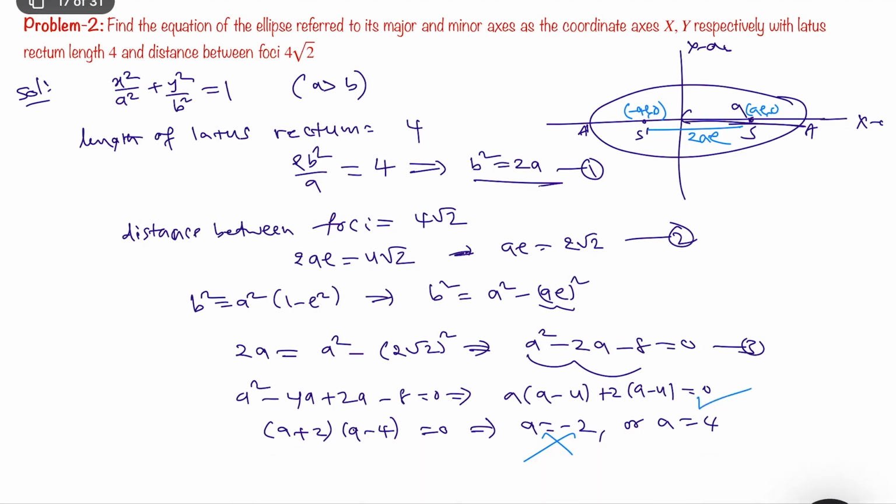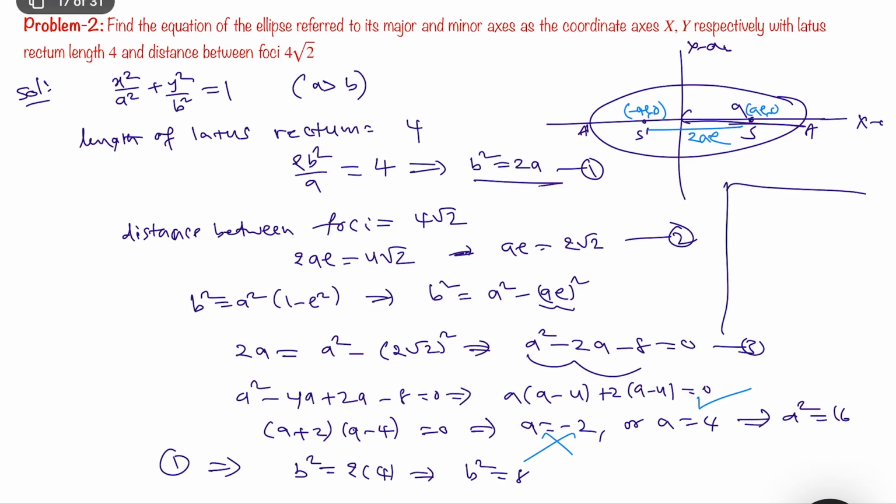Now you got a equal to 4, that implies a square equal to 16. So if you take a value, put it in 1, so b square will be what? 2 times 4, that will be b square value 8. Okay, therefore what will be our equation now? x square by 16 plus y square by 8 equal to 1. So this is the equation of an ellipse. Okay.